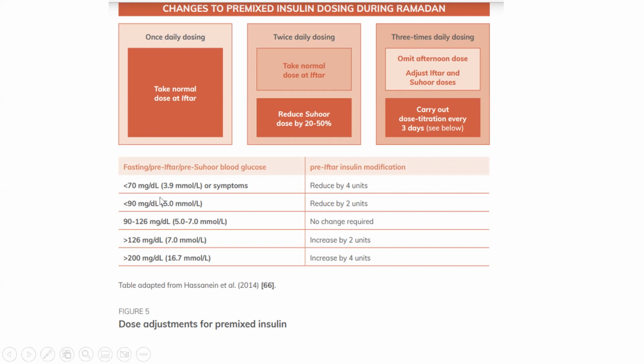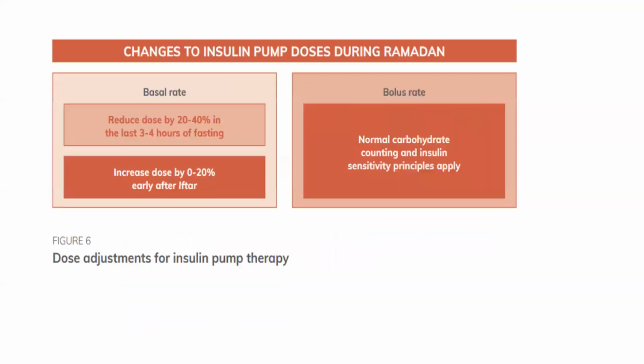Again, depending upon the fasting reading, or pre-iftar or pre-suhoor blood glucose less than 70, we can reduce the pre-iftar dose by 4 units in terms of the premix insulin. If it is less than 90, we can reduce by 2 units. 90 to 126, no change required. More than 126, increase by 2, and more than 200, increase by 4 units. So these are the dose adjustments for the premix insulin.